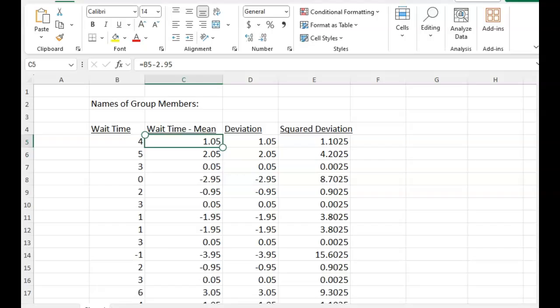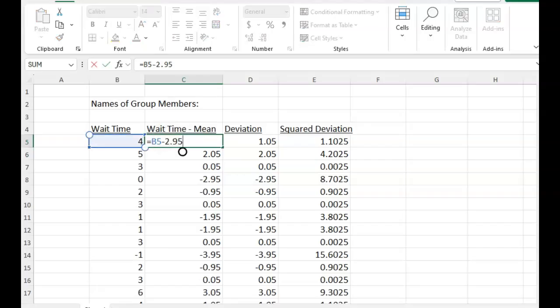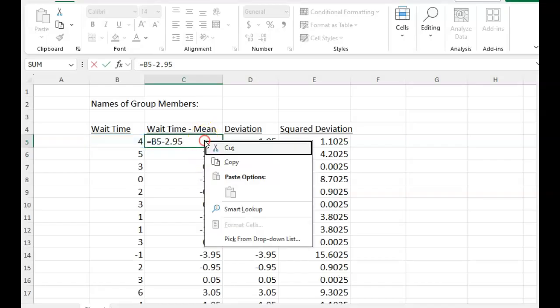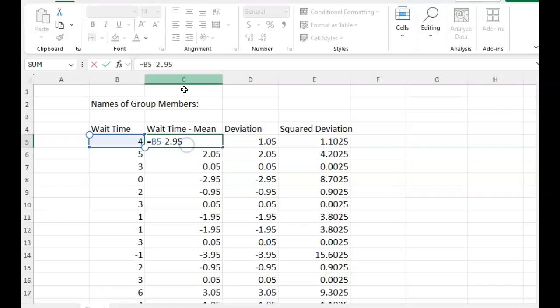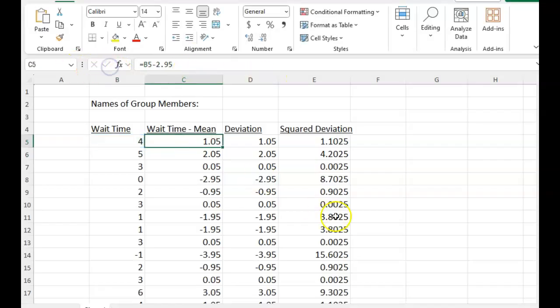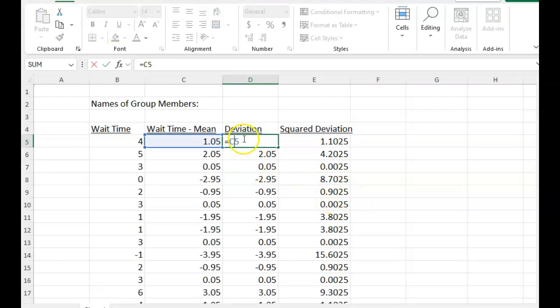Yes? Okay, so wait time minus the mean, which was 2.95. Did you get the right equation? Equal sign, and then you click the wait time, which is B5, right? And then type minus your new average, which is 2.95. And then press enter on it. Okay. Everybody good on there? Yes. Okay. And then to copy the deviations over, the formula is just equal sign and then just click the result for that column. And then it should just copy over all the results.